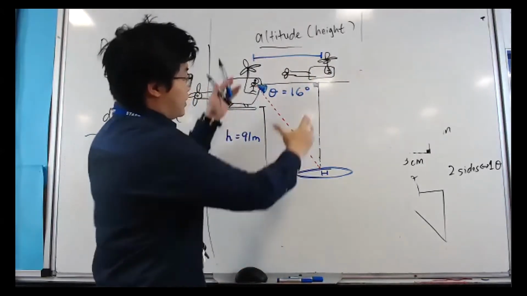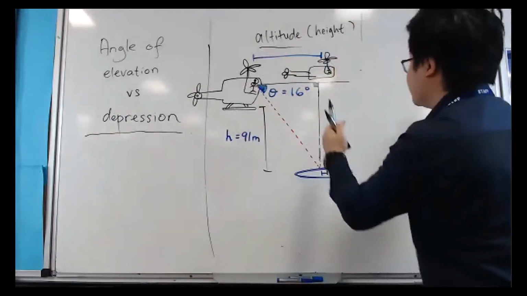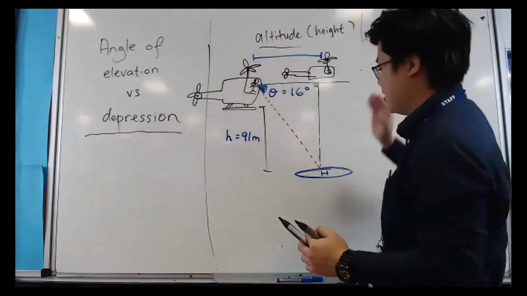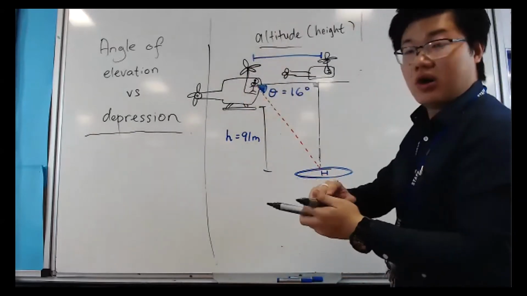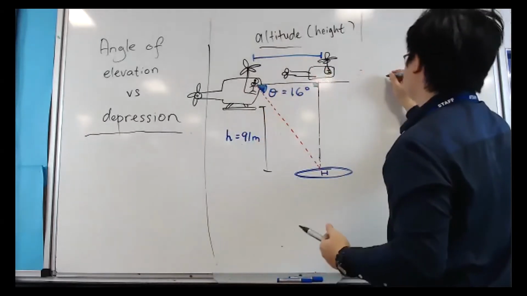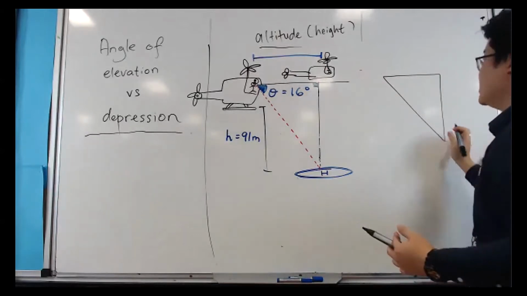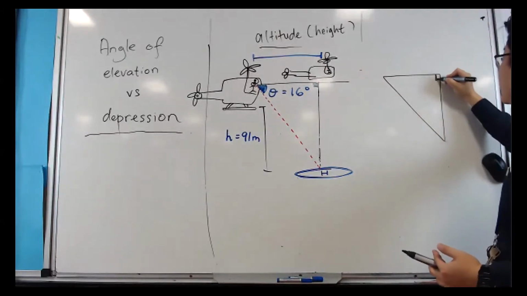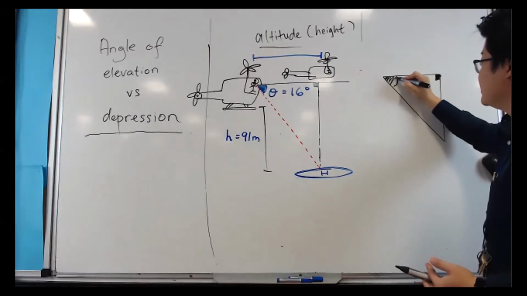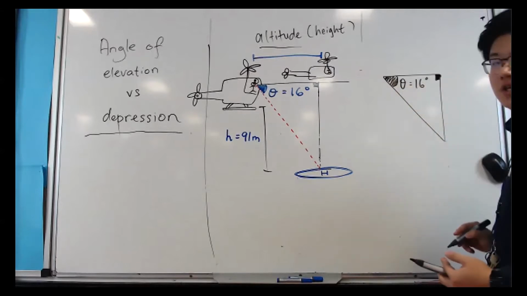So if we extract the whole situation out and turn it into a very simple diagram, instead of putting the helicopter and the landing pad right there, we could transform that whole problem into a very simple problem that looks like that. It's just a right angle triangle, okay? You've got the theta, which is how much? Your theta is 16 degrees.